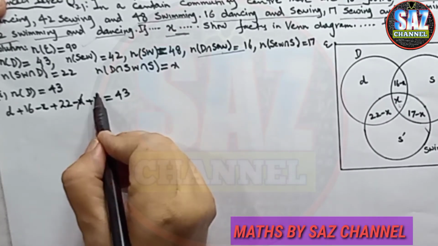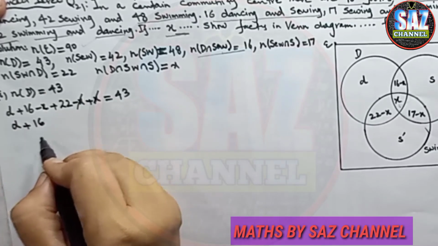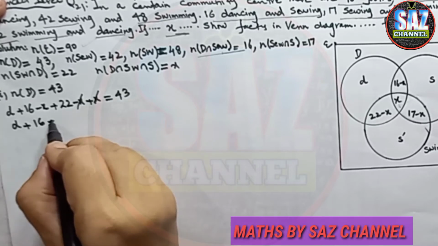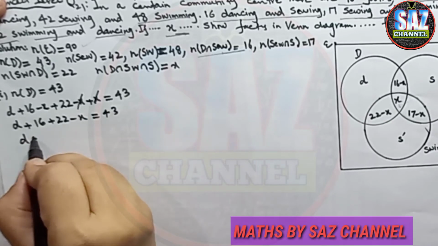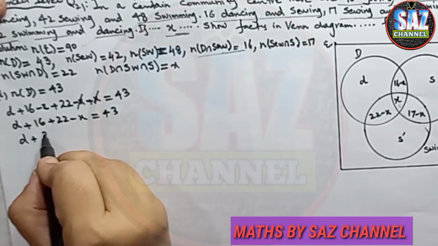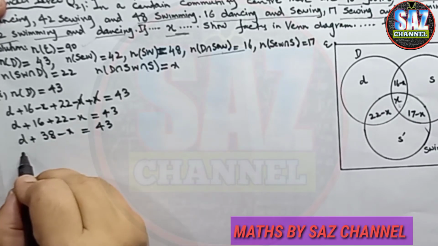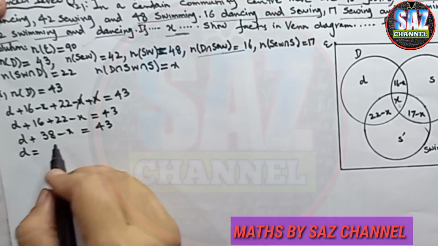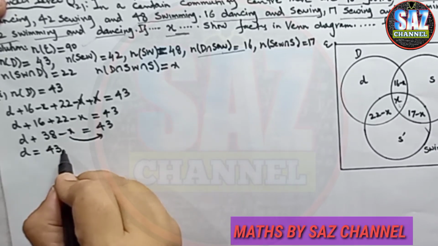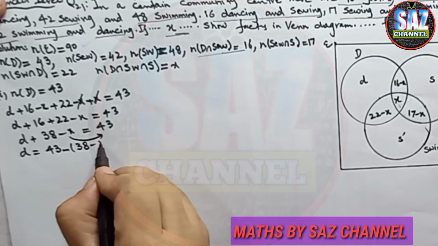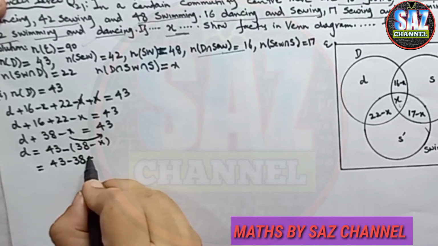Now I can simplify this X with this X, and I will be left with D plus 16 plus 22 minus X equals to 43, and D plus 6 and 2 is 8, and 2 and 1 is 38 minus X equals to 43, as we have to find the answer in form of X. So I have to shift this expression to other side, and my equation will take the form 43 minus 38 minus X, and it will become 43 minus 38 plus X.